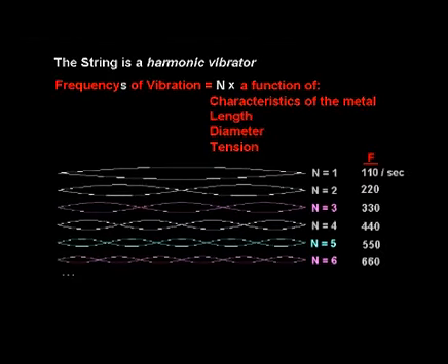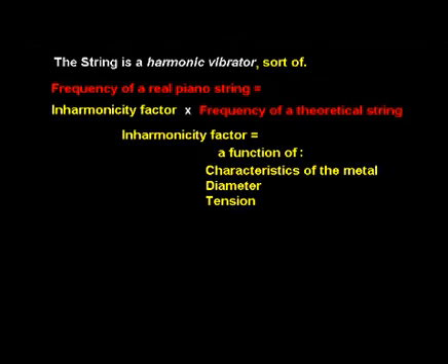If you recall from part 1, we call a music string a harmonic vibrator because it produces a series of tones when it vibrates. Those tones are related to one another by integer multiples. But if you also recall, I used the word theoretical string. In reality, a music string isn't exactly harmonic. The set of frequencies produced are actually a little bit different from exact integer multiples. That difference is called inharmonicity.